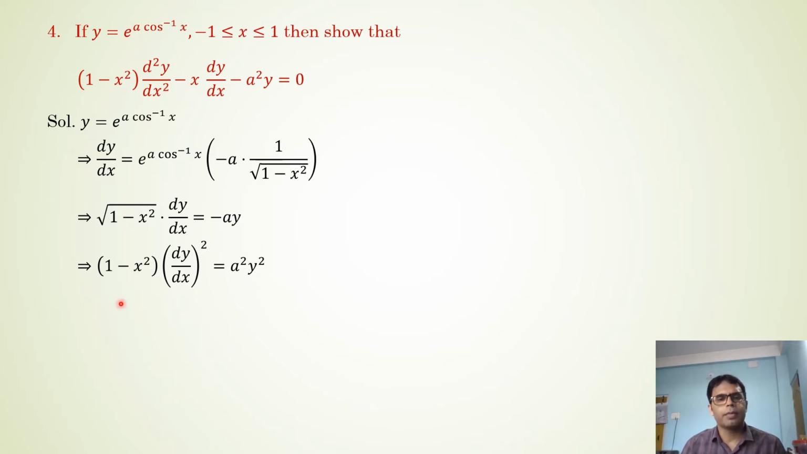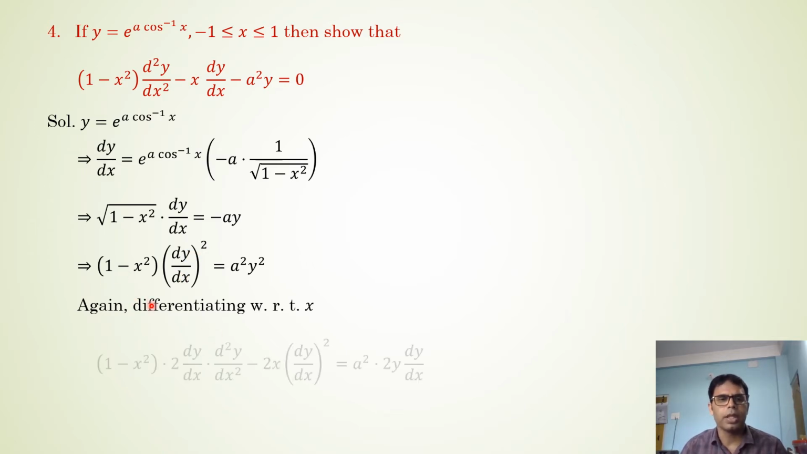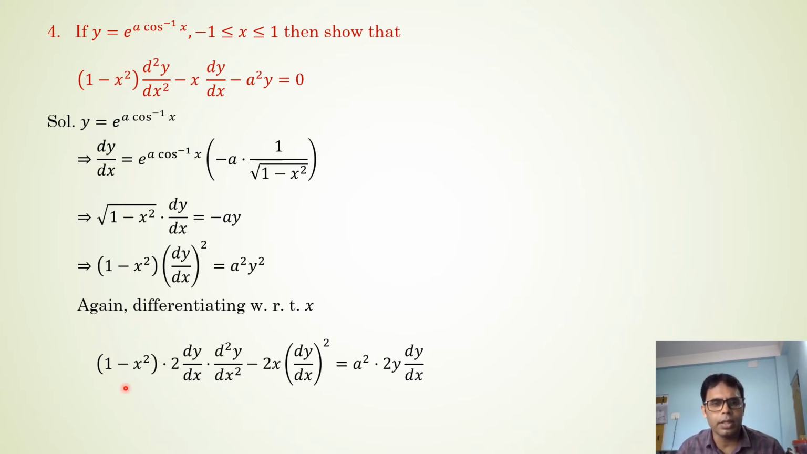Okay, so after that you take the second derivative, again differentiating with respect to x. This is a product function, you see. One of the functions is 1 minus x square, and the second function is dy dx whole square. So you should take the product rule of differentiation here. So differentiating with respect to x, it will give us 1 minus x square, this is remaining same, then dy dx whole square term differentiation, and it is very simple.